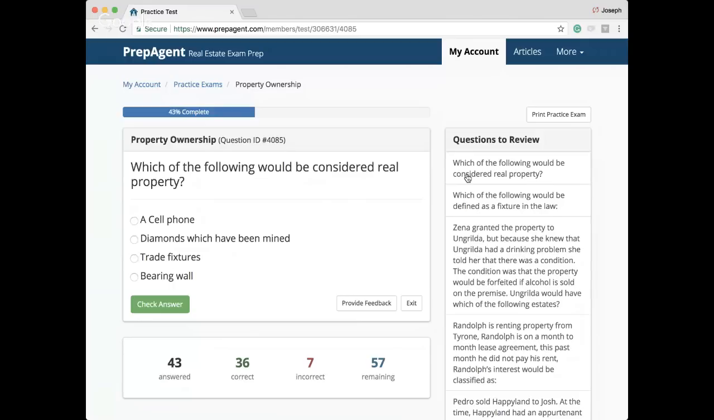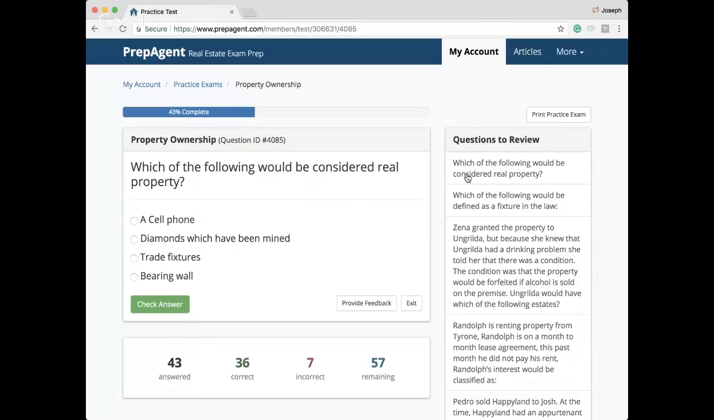So when you look at the options here, you have a bearing wall. A bearing wall is something that is immovable. A bearing wall is that support structure in your house. It's the most important wall in the property. So it's about as real property as it could get.